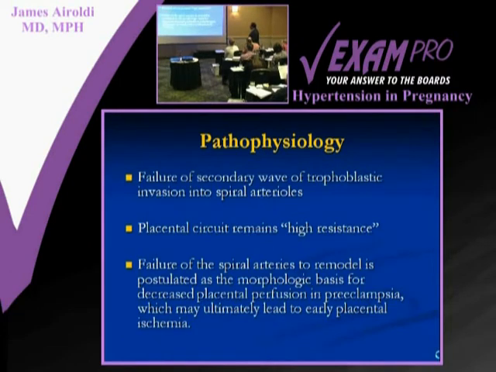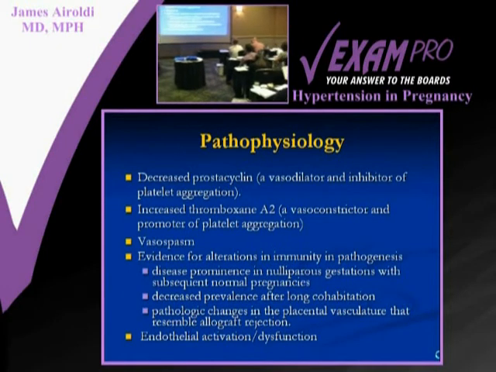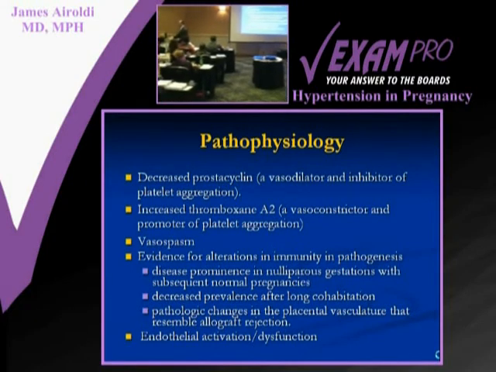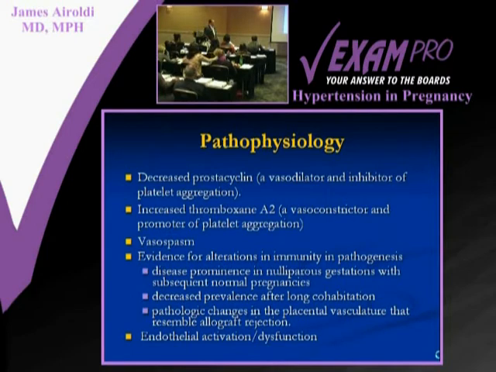There are other thoughts too, though, including decreased prostacyclin, which is the good guy, and increased thromboxane, which is the bad guy. Vasospasms, immunity may play a part. When you think of why a first-time mom has higher rates of preeclampsia, is it that her body is just getting used to being pregnant? Well, part of that fetus is mom, so mom recognizes herself, but what it doesn't recognize is dad's antigens that are expressed in the fetus.